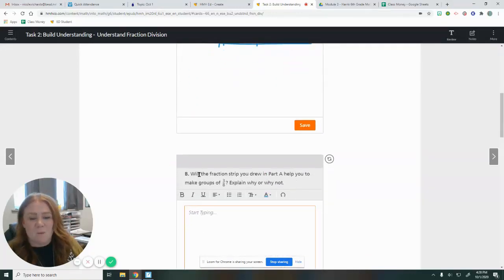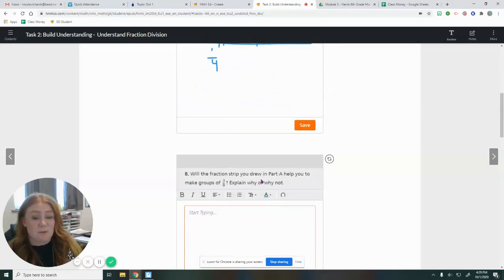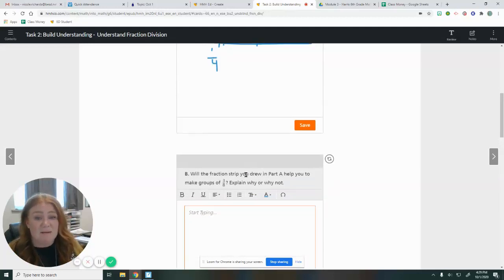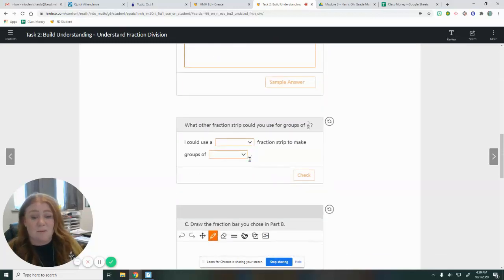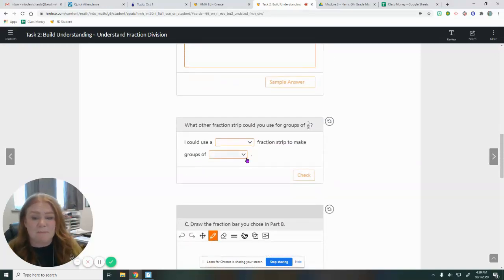So would we be able to make groups of 3/8 from what I drew? I know that each of these are a 1/4. And I don't have 8s on here. So you might have drawn something different than me and thought about the problem in a different way. So I cannot make groups of 8s because I have groups of 4ths. So you can decide if your picture would help you cut it into 8s or not. So what could I use?